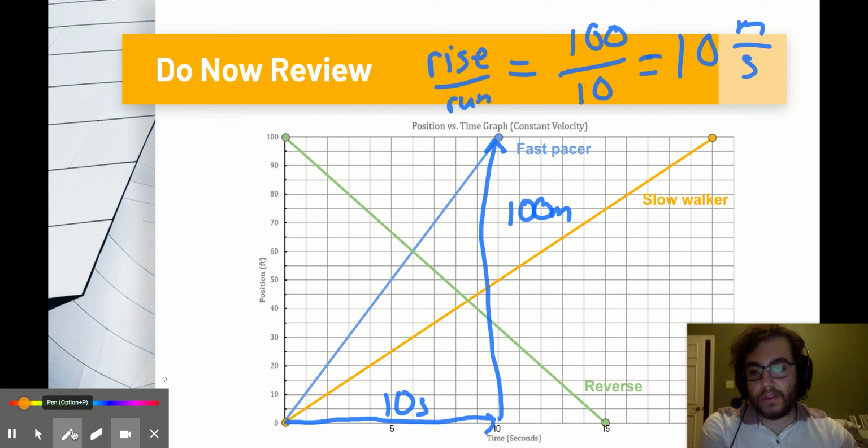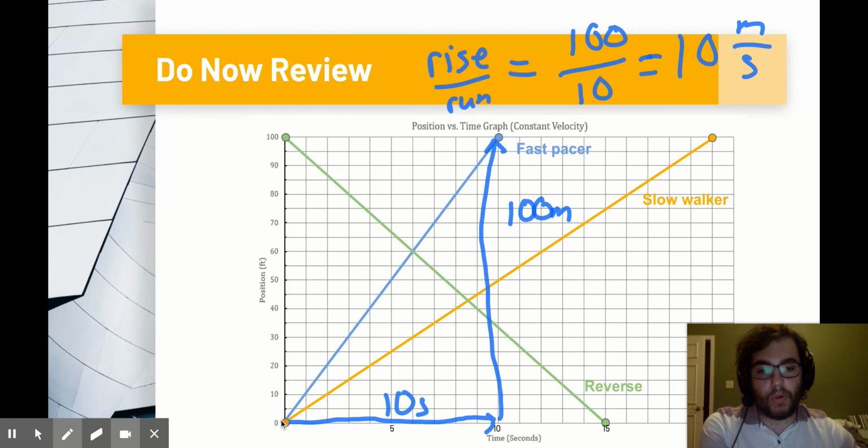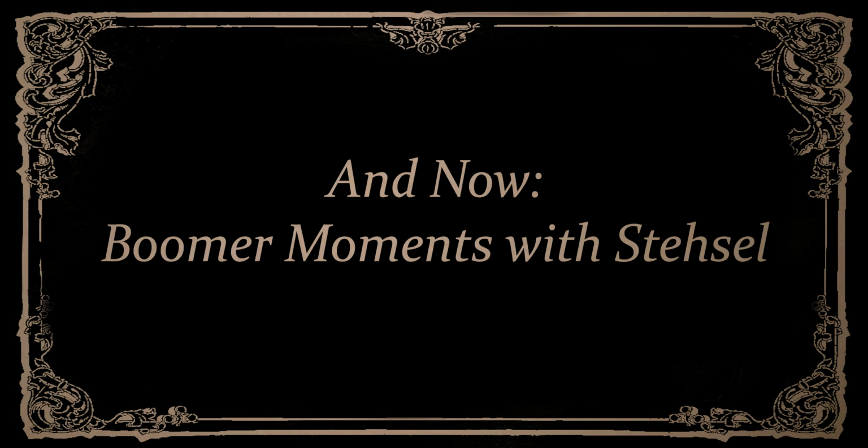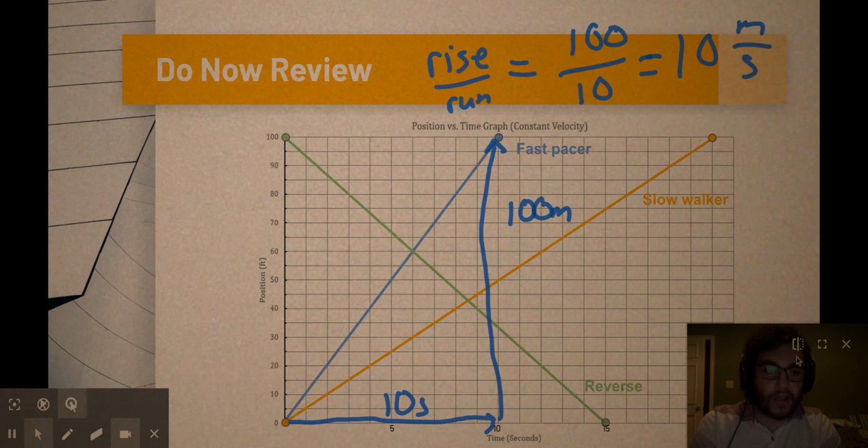If you were just to look at this graph, you could probably tell that the slow walker is slower than the fast pacer for one reason and one reason alone, right? The slope is not as steep.